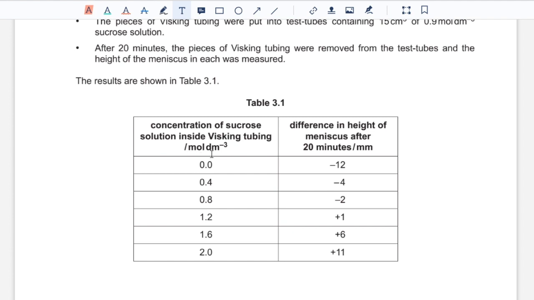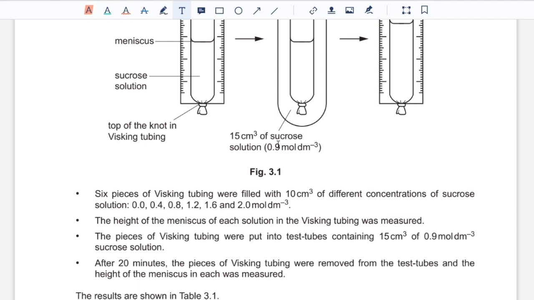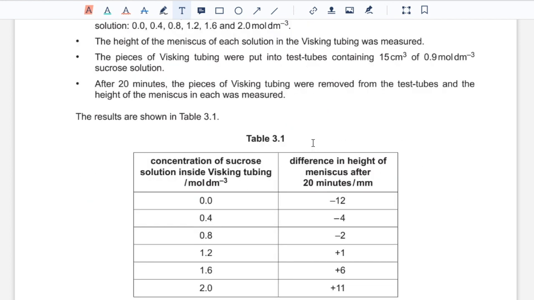So as you increase the concentration of solution inside the tubing, the difference in height of meniscus after 20 minutes becomes more positive. The concentration of surrounding solution remains 0.9 mol per dm³. So from 0 to 0.8 mol per dm³, the concentration of solution inside the Visking tubing is less, and therefore it's got a greater water potential than the surrounding solution. So water moves out of the tubing, as a result of which when water moves out, the height decreases, and therefore the difference in height is negative.